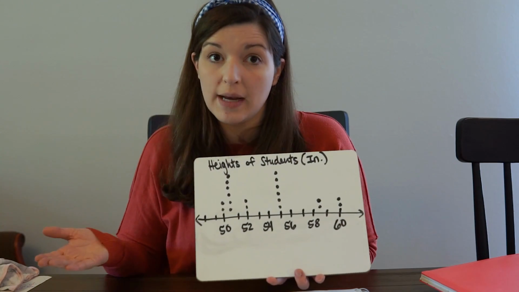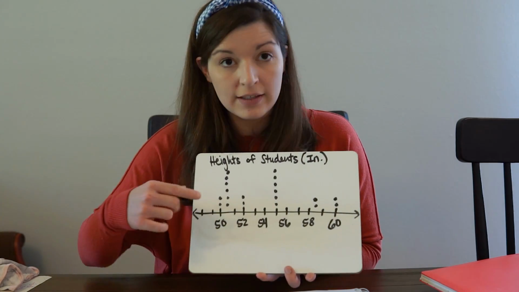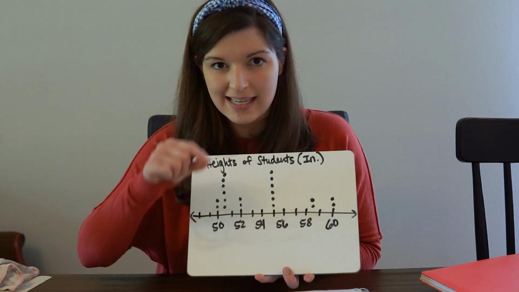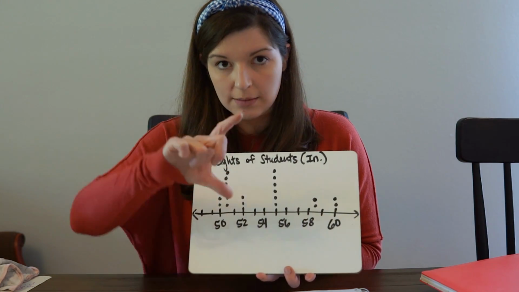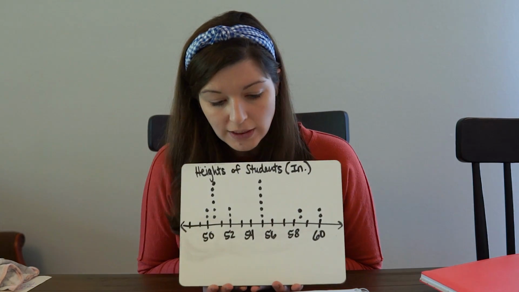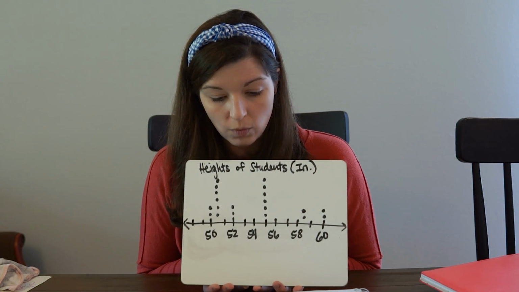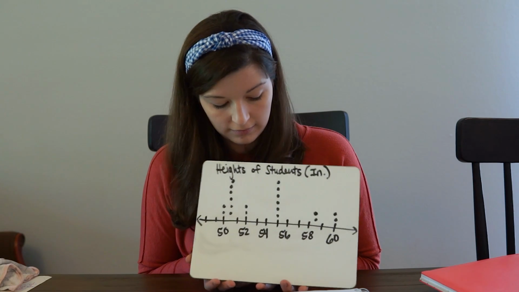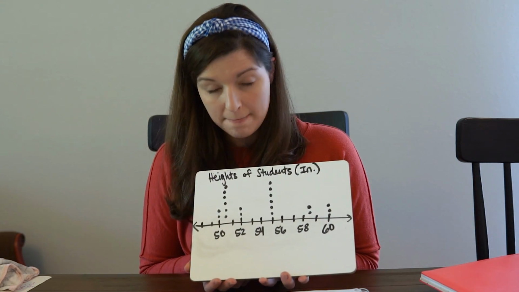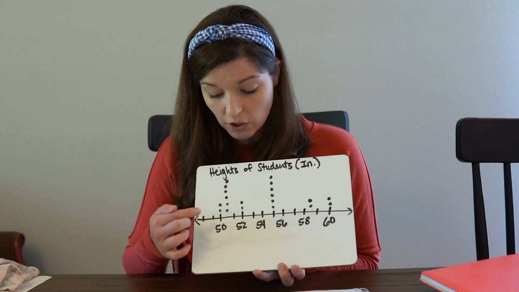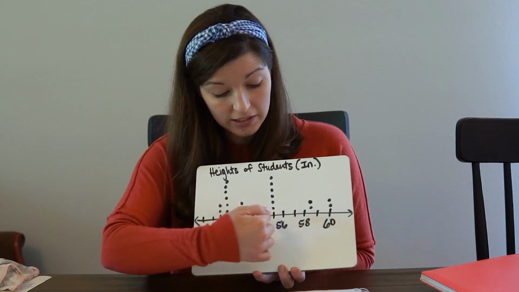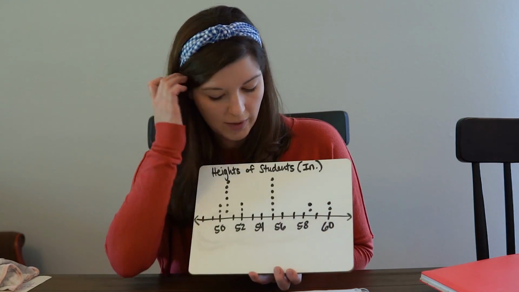Now, it's really important when you're making your line plot that your dots or your X's, whatever you're using, you line them up horizontally, because if you make some dots really close together and some dots really far apart, it'll skew the way it looks. Now, just looking at this, what can we tell? What can you tell? Most students are either how tall, in inches? Either 50 and a half inches or 55 inches, that's right.